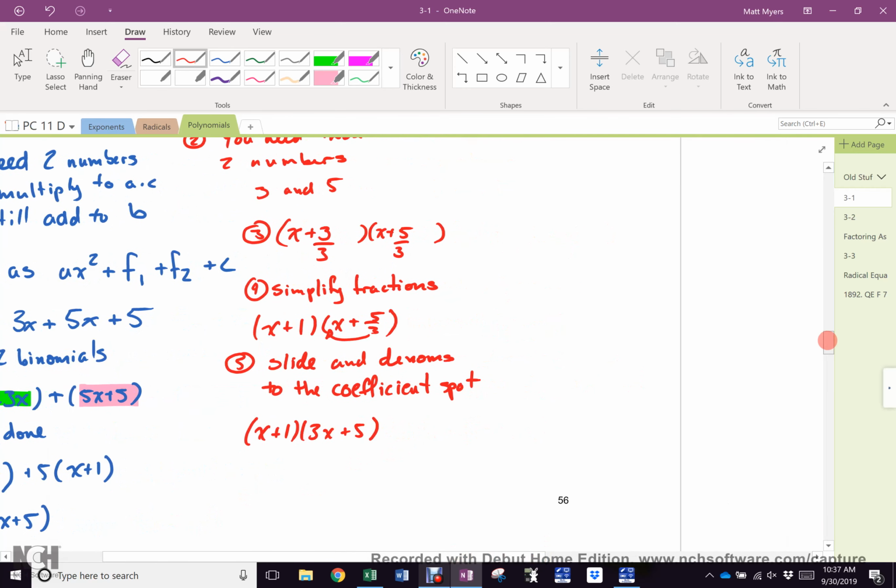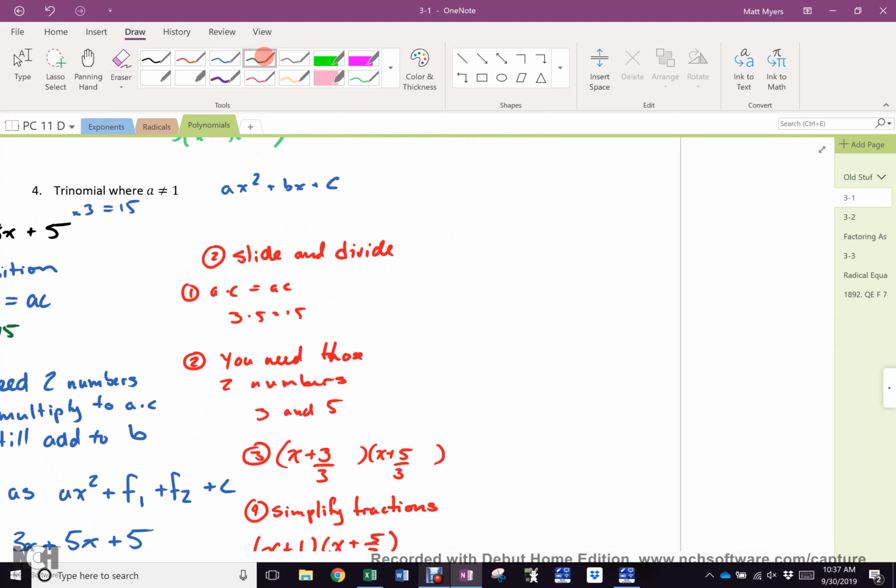The third way. And I don't know what this one's called. Guess how it starts? Same way. This is just this new way I learned. Step 1 is still A times C equals AC, so it's still 3 times 5 equals 15. Step 2, still the same. Decide on your two numbers. Okay, so it's still 3 and 5.